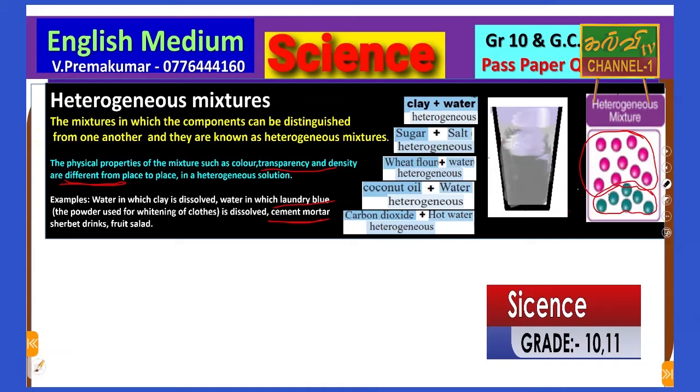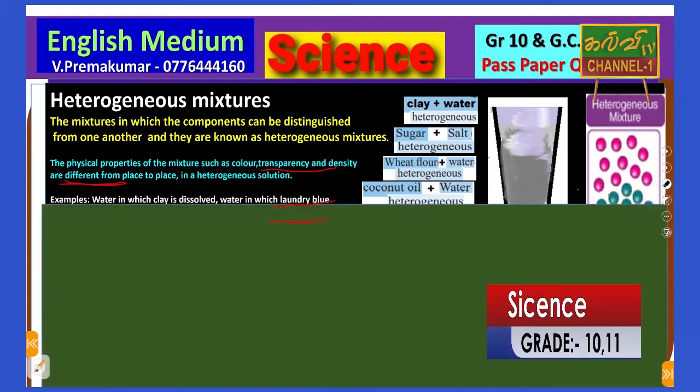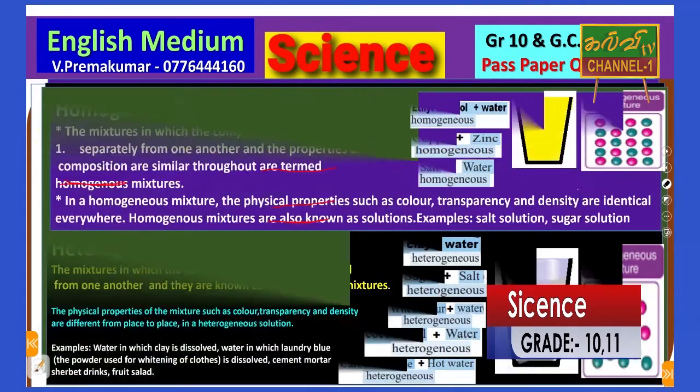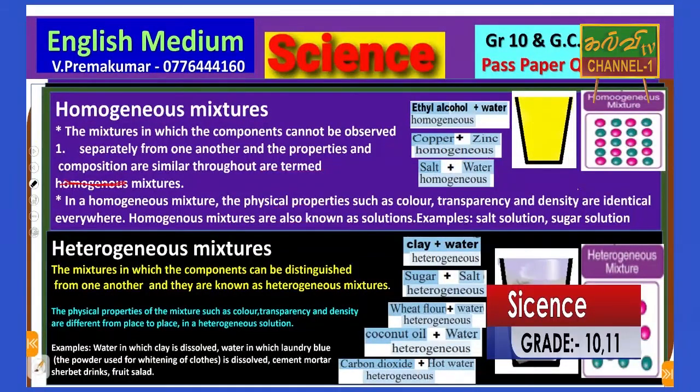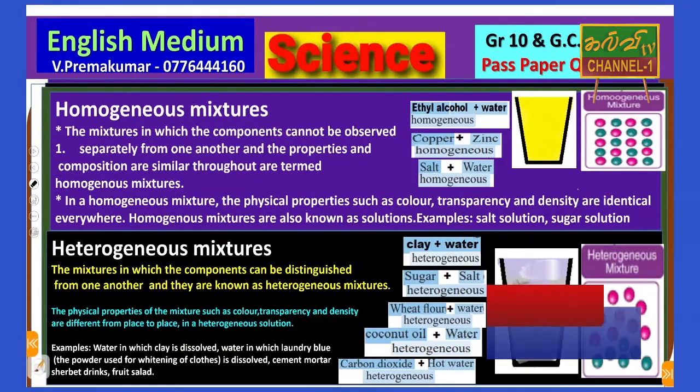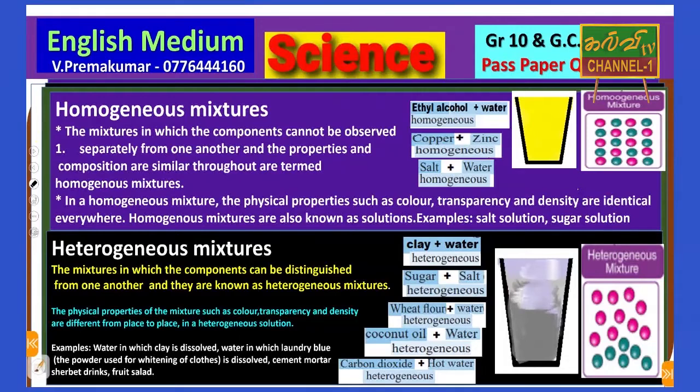So now we can see both in one slide, okay. Homogeneous mixtures and heterogeneous mixtures. Mixtures in which the components can't be observed separately from one another and the properties and compositions are similar throughout are termed homogeneous mixtures. Students must know what a homogeneous mixture is and what a heterogeneous mixture is. Then mixtures in which the components can be distinguished from one another are known as heterogeneous mixtures.